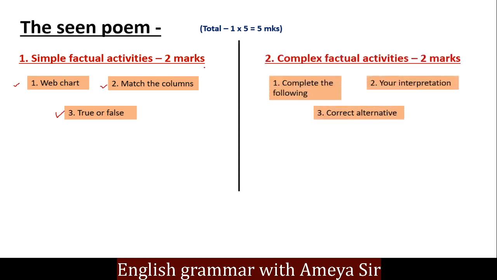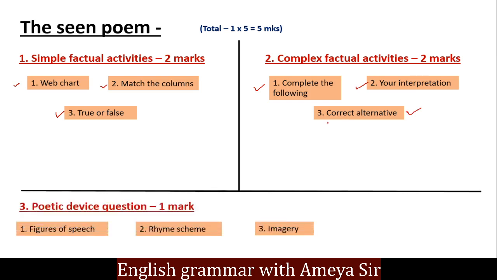The next, they'll ask you complex factual questions, like complete the following. Then they'll ask for your interpretation, so maybe lines from the poem, and they'll ask you to explain, or maybe they'll ask you to find the lines from the poem. And the third one is choose the correct alternative. That's my favorite because it's just always scoring. The last one is the poetical device question. So the poetic device question is for 1 mark.